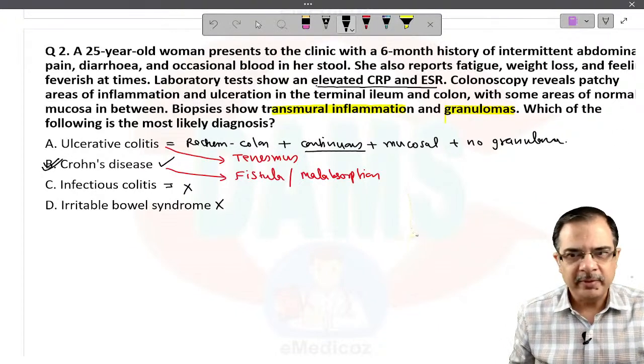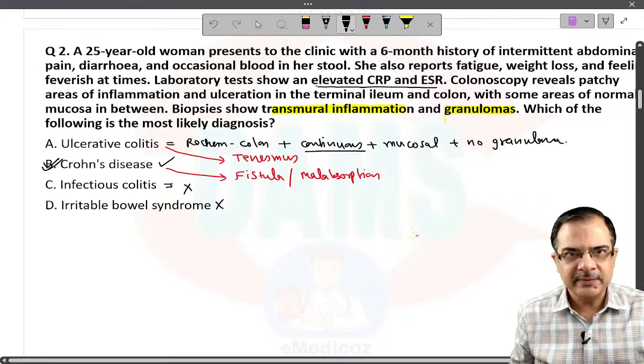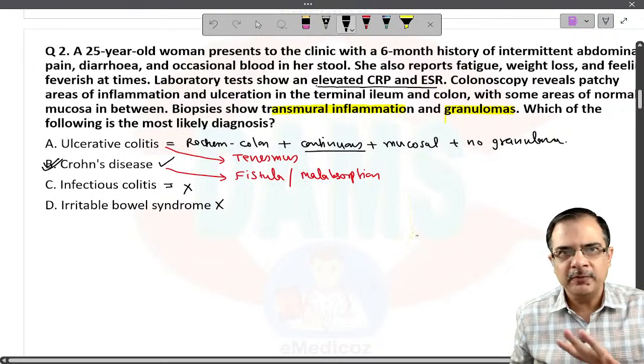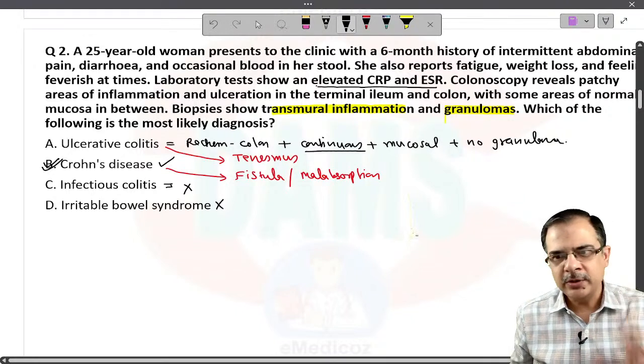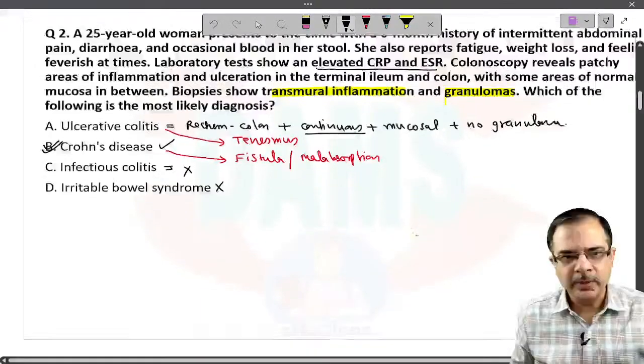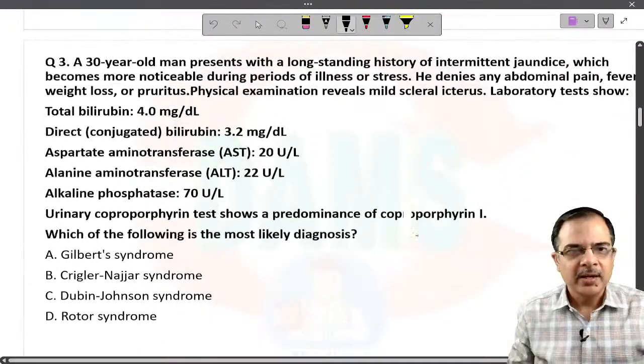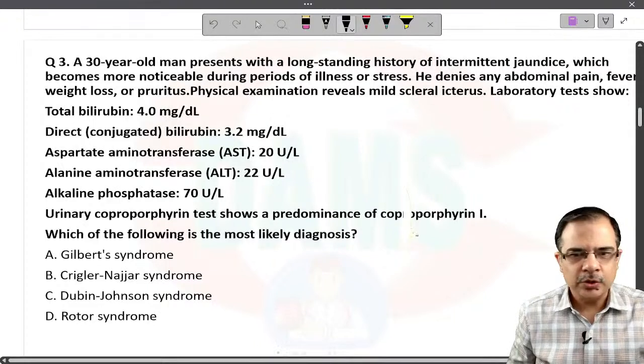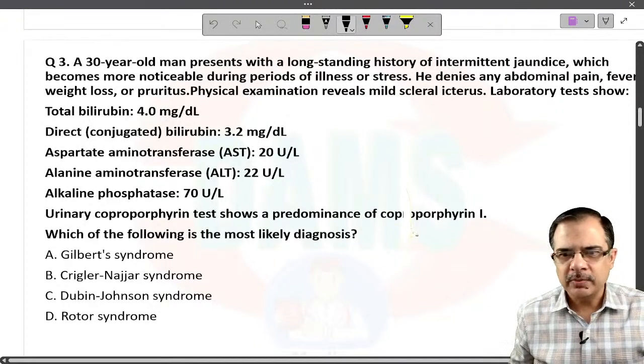Now, inflammatory bowel disease, again, is one of the last-moment revision topics for your NEET PG exam. One question is guaranteed from inflammatory bowel disease. Now, let's come to question number 3. Question number 3 is on the analysis of jaundice.